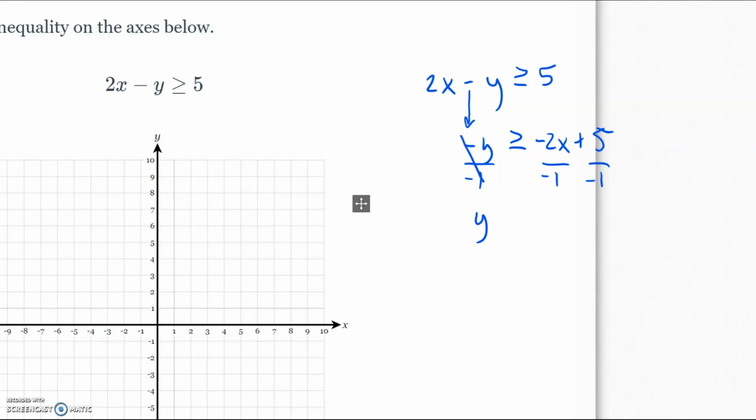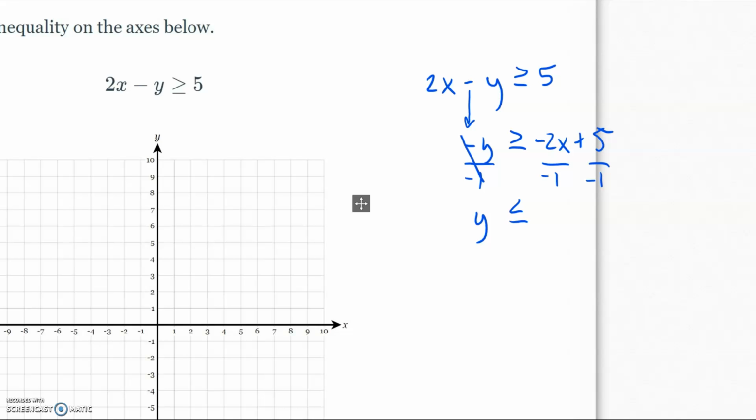Okay, but here's the trick, or here's the thing that many forget. When you do that, you actually have to flip your inequality. Whenever you divide by a negative, you have to flip the inequality. Check that out. I switched it from a greater than or equal to a less than or equal to. Why did I do that? Because I divided by a negative number. Anytime you divide by a negative, you have to flip your inequality.